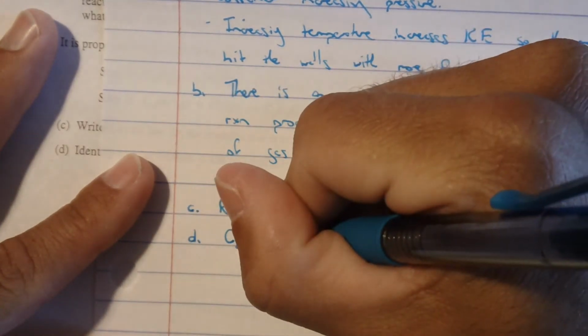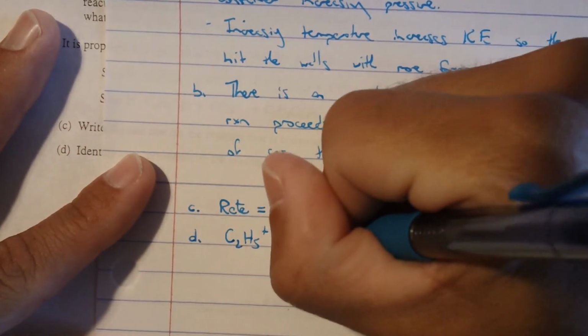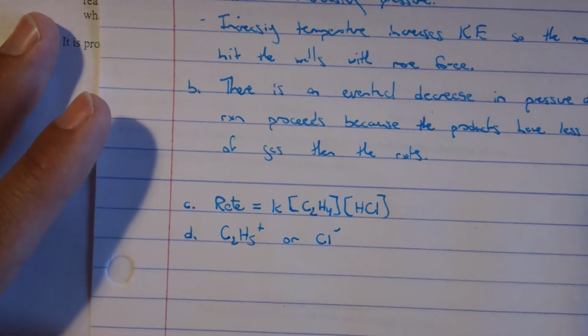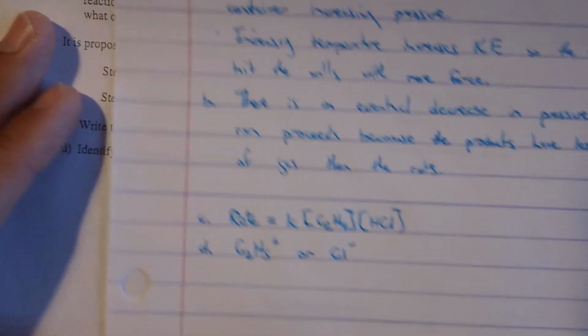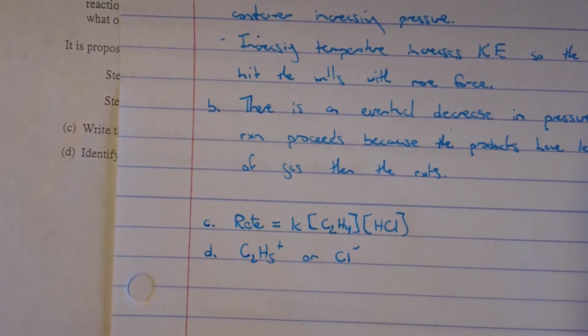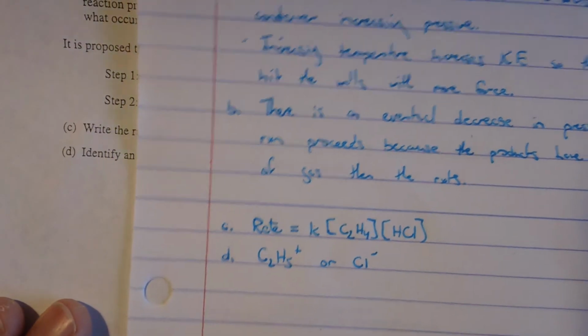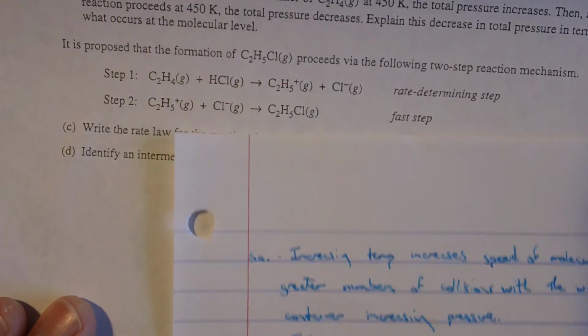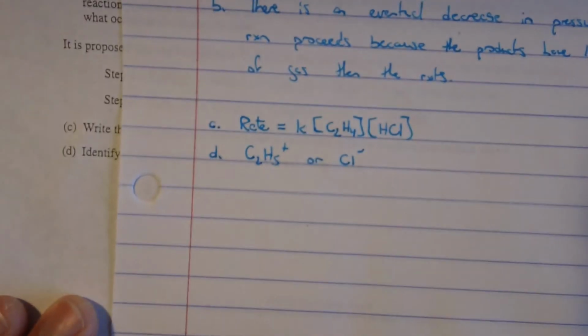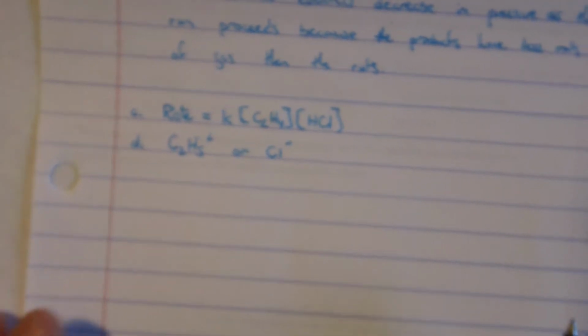C2H5 positive, or chloride ions. You pick one. Don't write them both. If you write them both, it causes you to make a silly mistake. You write the wrong subscript here for C2H5 or something, and then you lose all credit, right? Don't mix any poop in with the brownies, or it all tastes pretty crappy. Good, just be careful there.